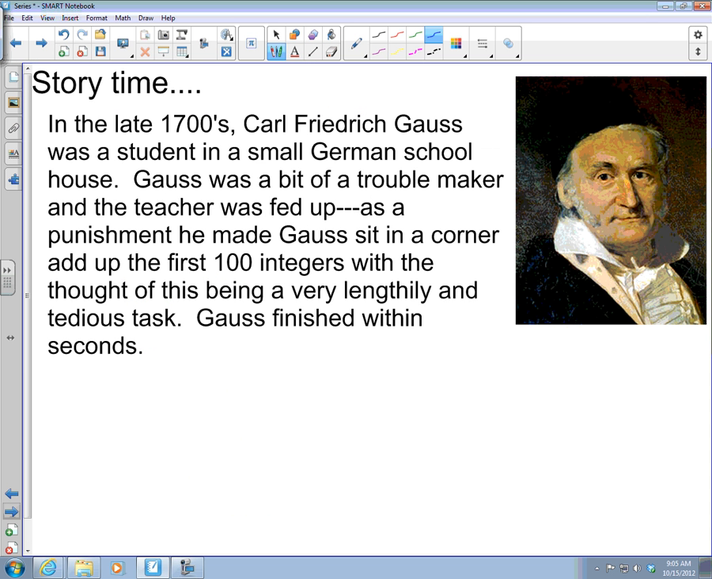In the late 1700s, Carl Friedrich Gauss was a student in a small German schoolhouse. Gauss was a bit of a troublemaker, and the teacher was fed up. As a punishment, he made Gauss sit in the corner, add up the first 100 integers, with this thought of being a very lengthy and tedious task. Gauss finished within seconds. How did he do it?